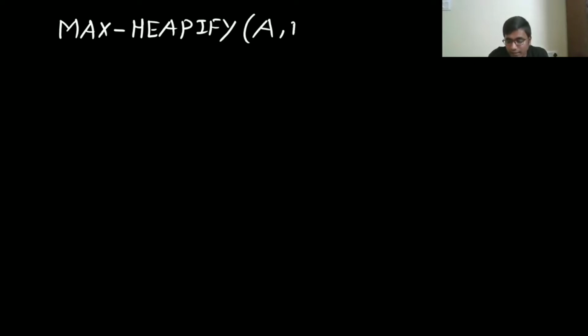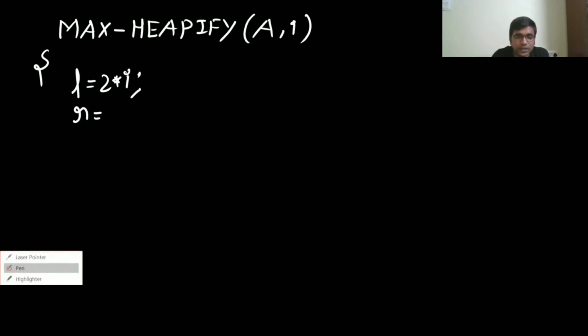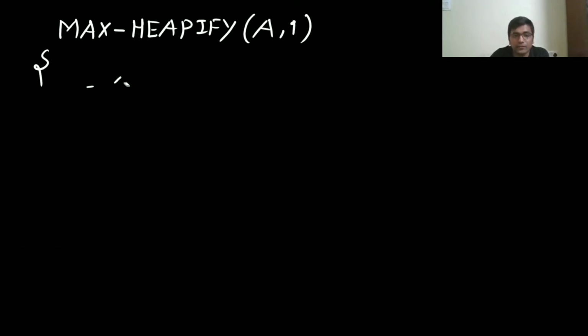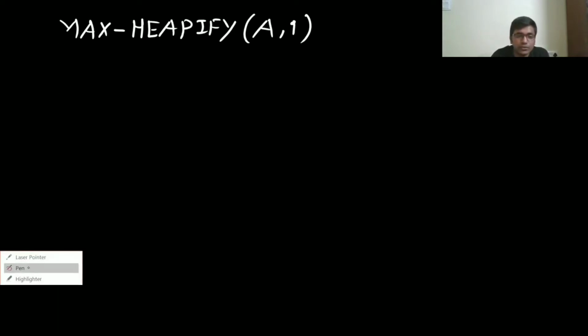Now see Max-Heapify. How will we write the code? We are calling the function Max-Heapify on the array A and the index I. The formula to find the index of the left child is 2 into I, and the right child index is going to be 2 into I plus 1. But first, before writing the code, I should write when we can call Max-Heapify.